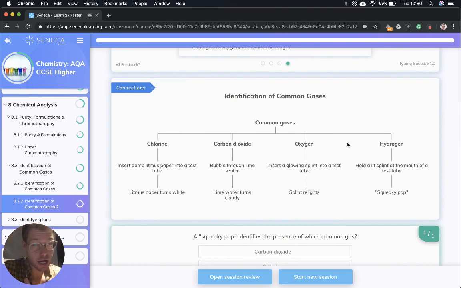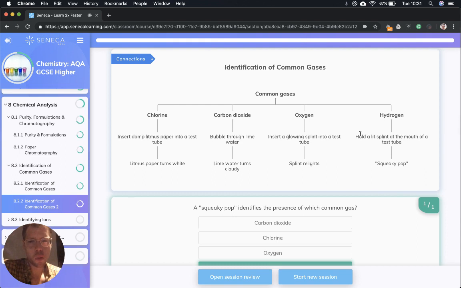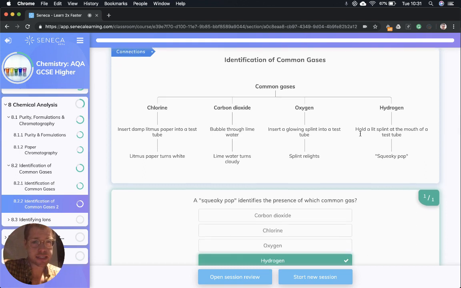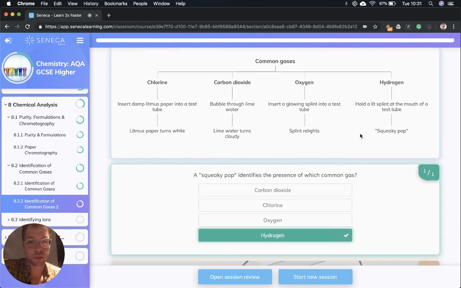So those were 4 gases we went through. Can we remember all of those tests? So we've got chlorine, that was damp litmus paper into a test tube. What colour does the litmus paper turn? It's going to go white. What do we do for carbon dioxide? We bubble it through lime water, and that lime water turns cloudy. What about for oxygen? What do we do there? We take a glowing splint and we put it into the tube, and that splint relights.